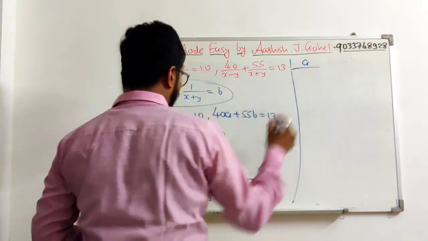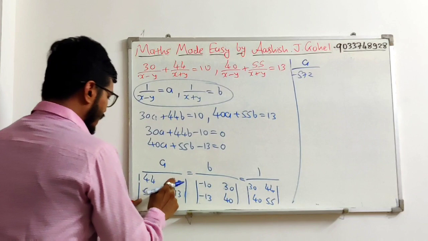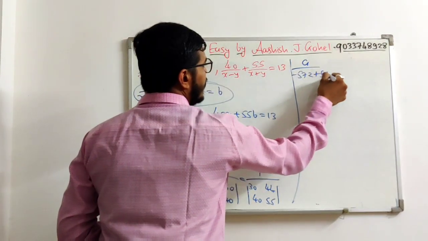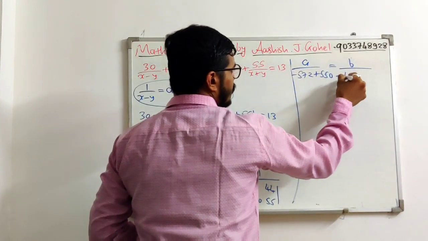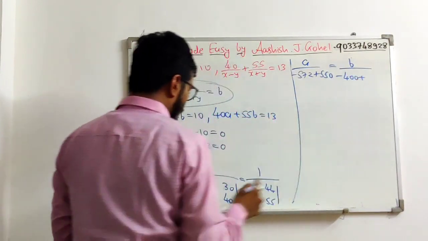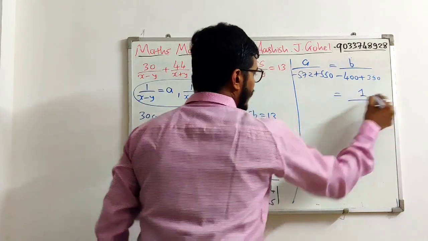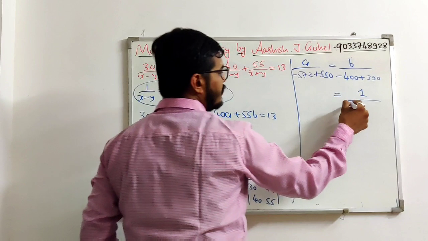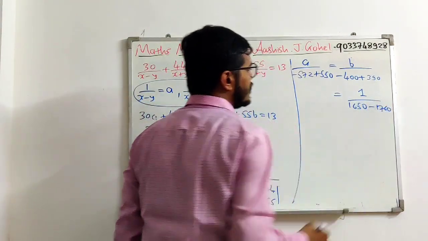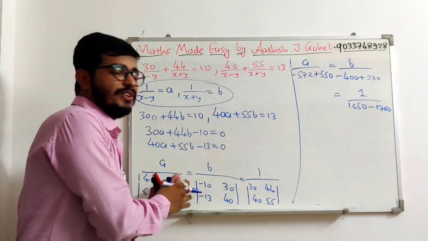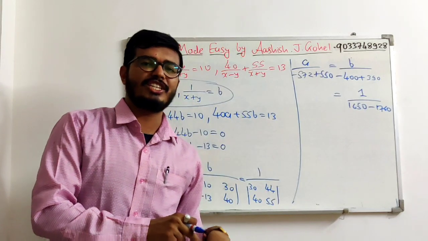So a divided by 44 into minus 13 will be minus 572. Here it will be plus 550, is equal to b divided by minus 10 into 40 will be minus 400 plus 13 into 30 will be 390, is equal to 1 divided by 55 into 30 will be 1650 and minus 1760.